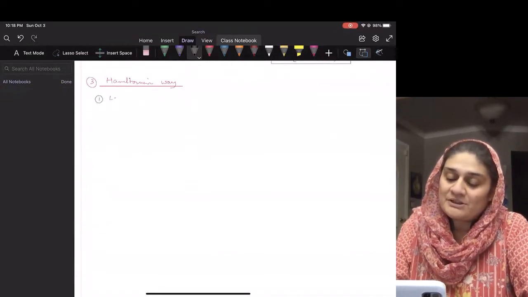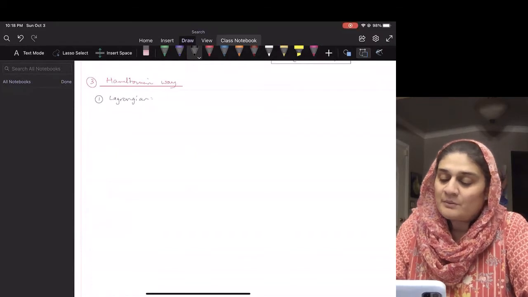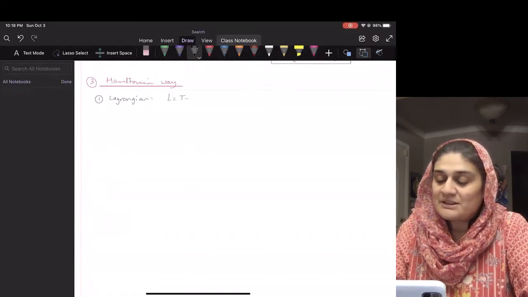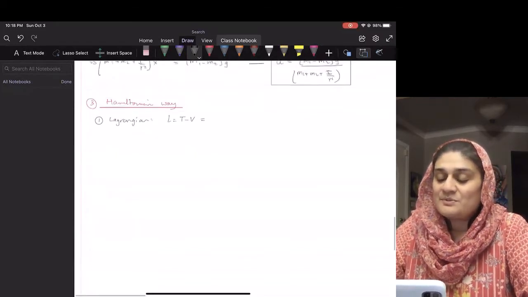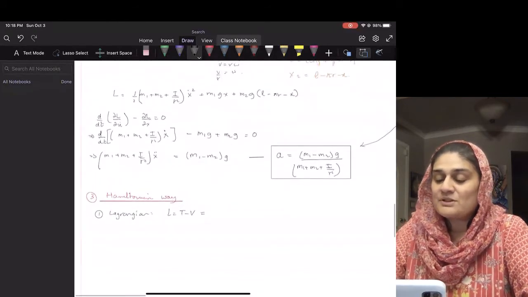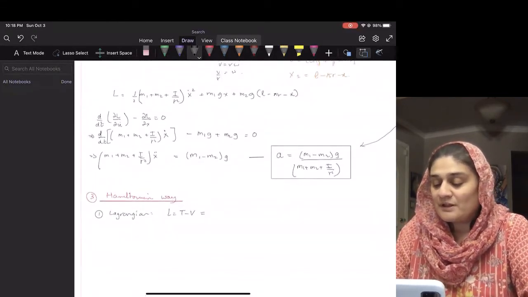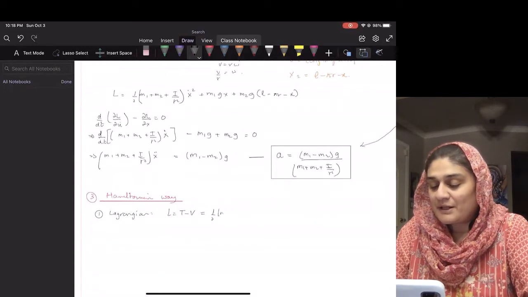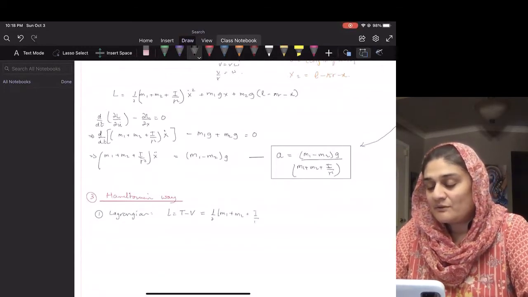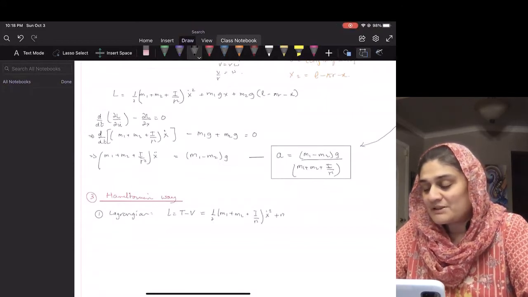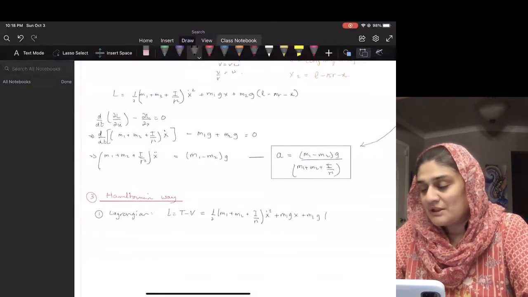Write the Lagrangian, which is L equals T minus V. As we have done above here, I'm just going to copy my Lagrangian over, which is 1/2 (M1 plus M2 plus I over R squared) X dot squared plus M1 g X plus M2 g (L minus pi R minus X).